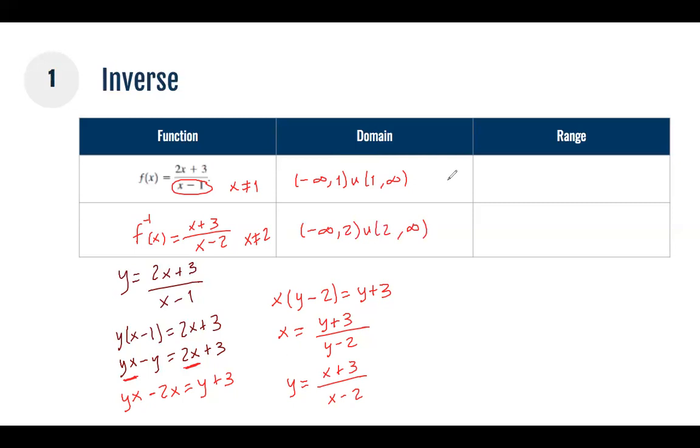And as you know, the domain of the original function becomes the range of the inverse function, and the domain of the inverse function becomes the range of the original function. So the range of the original function is minus infinity to 2 and from 2 to infinity, and the range of the inverse function is minus infinity to 1 and from 1 to infinity.